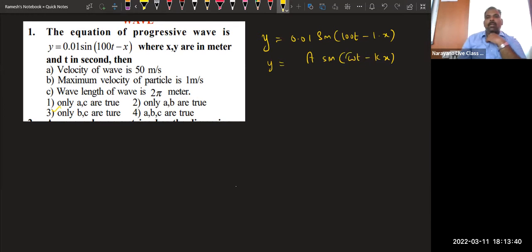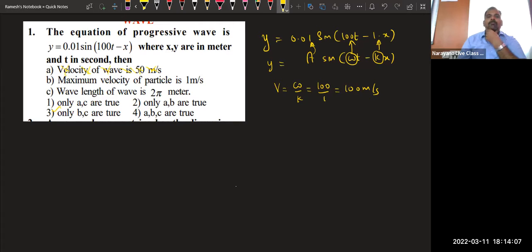And omega equals how much? 100. K equals how much? 1. And A is equal to this much. Correct? So what is the velocity of the wave? V equals omega by k. Omega value 100 by 1. So 100 meters per second. So option 1 is perfectly wrong. So we are left with only option 3.